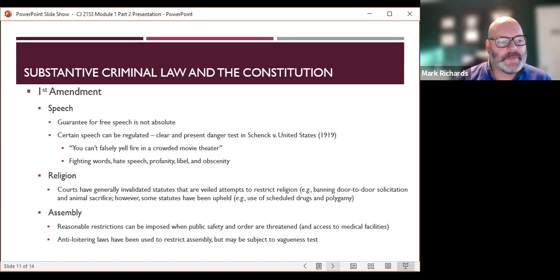Under the right to assembly, reasonable restrictions can be imposed when public safety and order are threatened, or in cases when access to medical facilities is being limited. Anti-loitering laws have been used to restrict assembly in many states, but these may be subject to vagueness tests upon appeal.